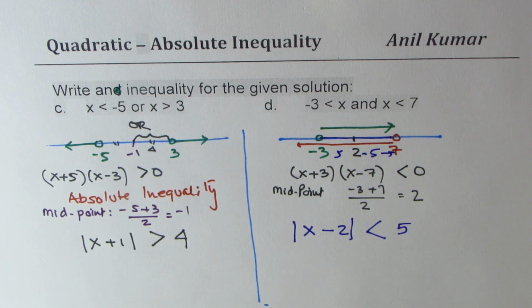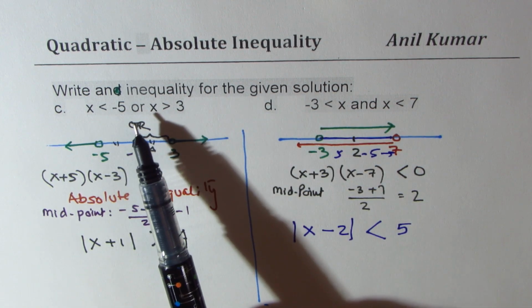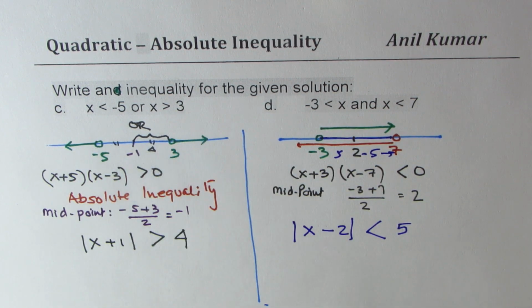So what we learned here is that if we are given a solution of an inequality, we could always write the equation. In this particular video, I have shown you how you could write equation as a quadratic function or as absolute function. Second, we again touched upon the topic of AND and OR. We are using OR most of the time when there is a split in the solution, and AND when it is just together. So I hope this is clear.